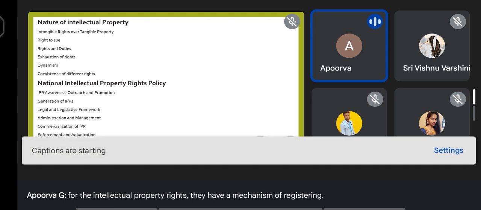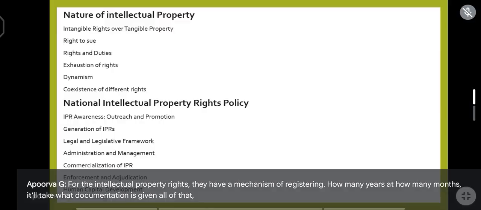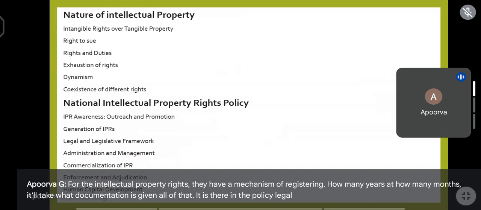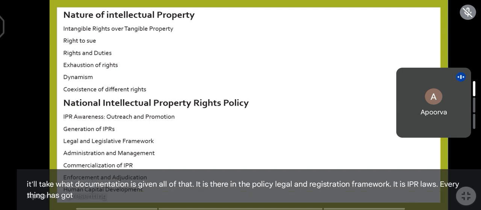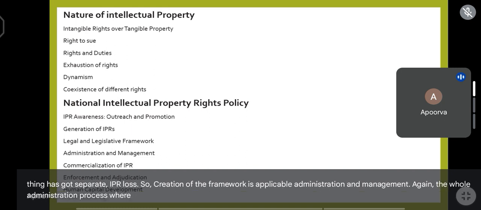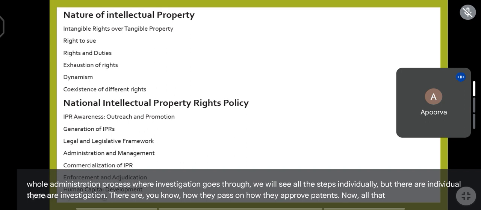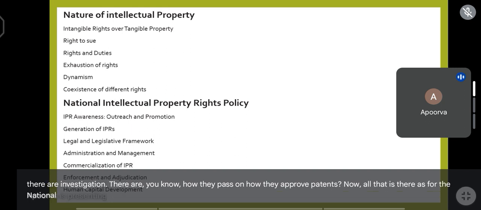Registering, how many years or months it will take, what documentation is given, all of that is there in the policy. Legal and registration framework: it is IPR laws. Everything has got separate IPR laws. Creation of the framework is applicable. Administration and management: again, the whole administration process where investigation goes through. We will see all the steps individually, but there is investigation, and how they pass on and approve patents. All that is there as per the National Intellectual Rights Policy.